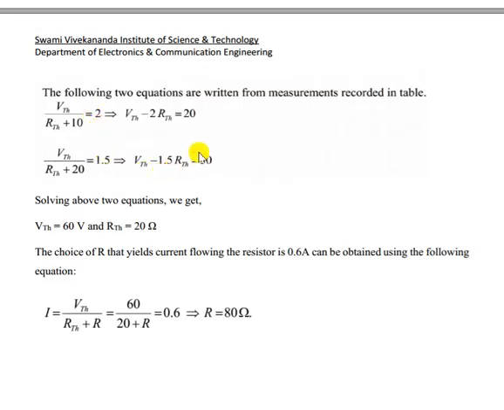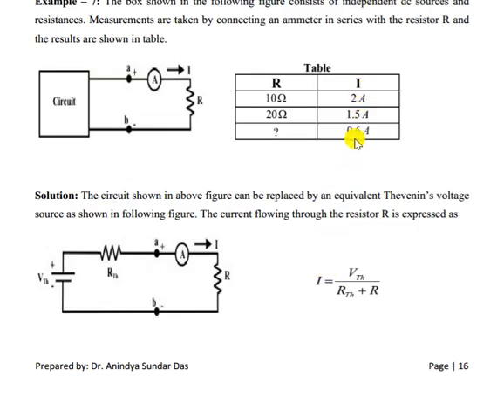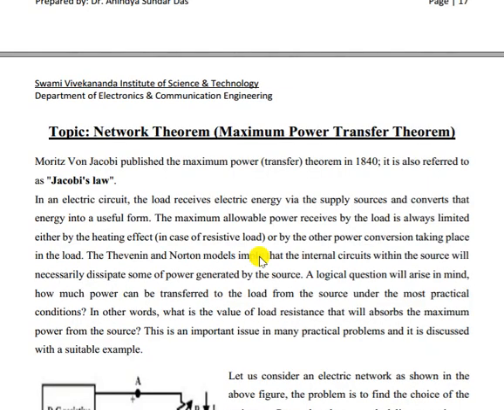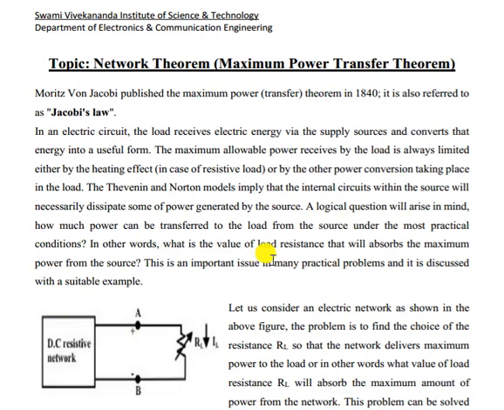So we got two expressions. We can solve for VTH and RTH. Once we have VTH and RTH, we can find out what the current is. For this current, what is the value of R? So I equals 0.6, VTH and RTH are known, so you can find out this unknown variable R. R equals 80 ohm after the calculation.